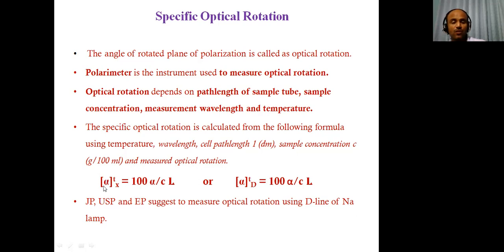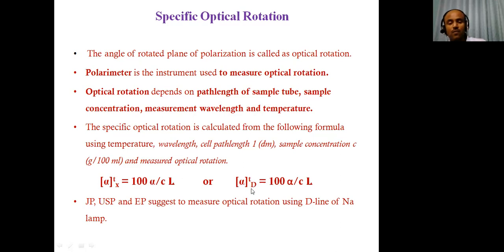So alpha is the optical rotation, and if it is written inside a bracket with a suffix and prefix such as x and t, then it is called specific optical rotation, where t denotes the temperature at which the measurement is done and x denotes the wavelength that is used for the measurement. So this entire term is called specific optical rotation, and specific optical rotation is equal to 100 into alpha divided by c into L.